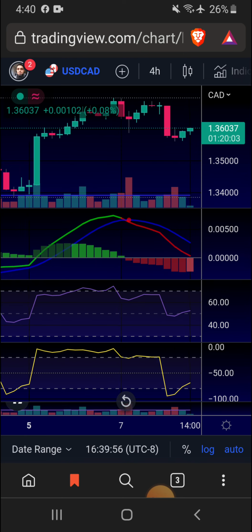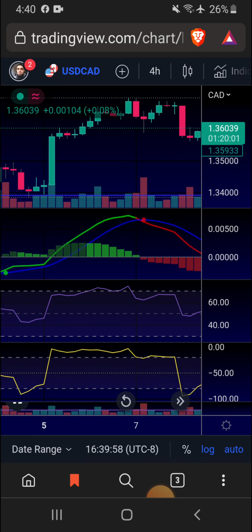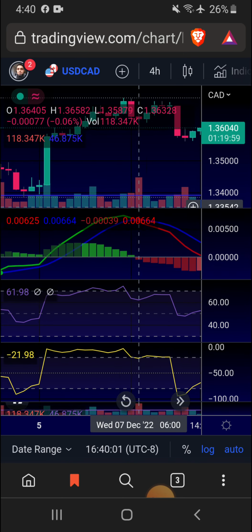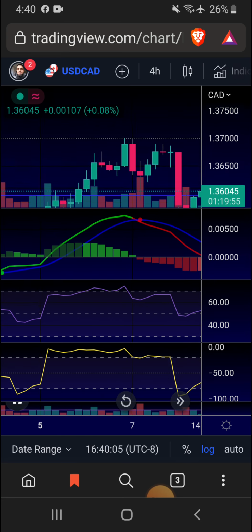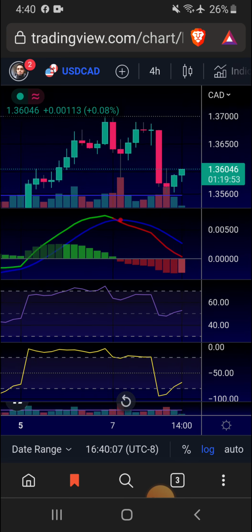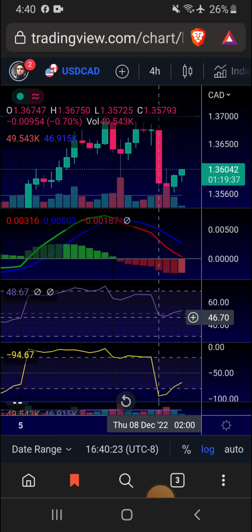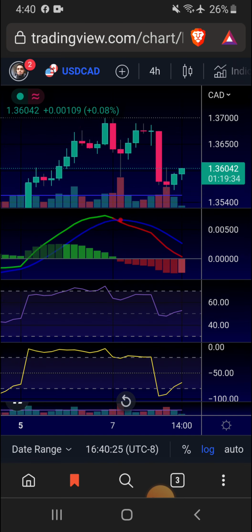So I took the short here on USDCAD. A lot of people were going long. They all got stopped out. There was one thing I wanted to talk about: a lot of traders use the ATR, average true range, to calculate stops and liquidity zones.